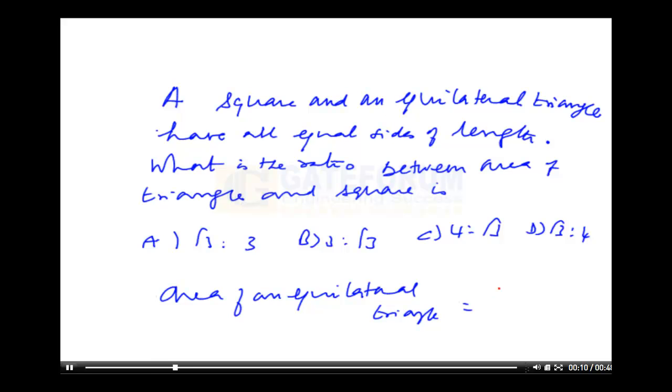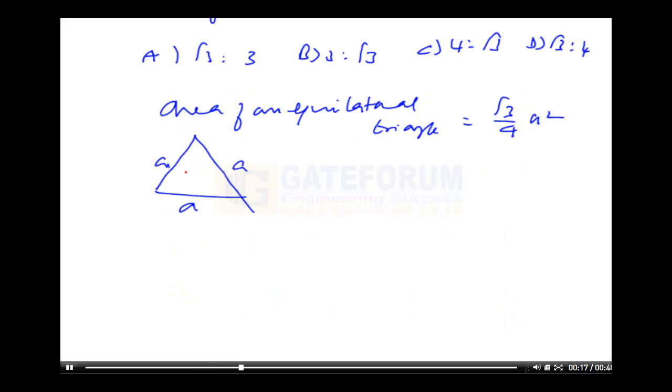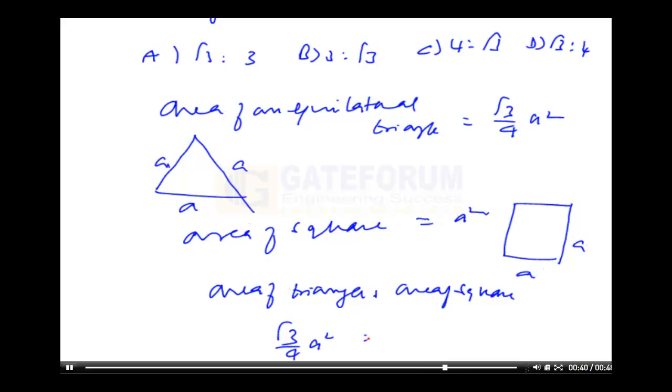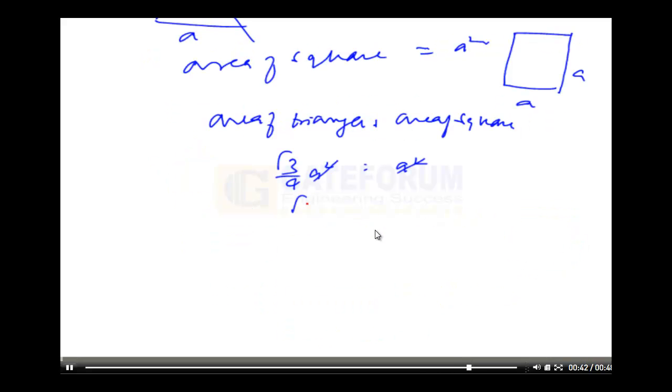Area of the triangle of side A will be root 3 by 4 a square, if you want to see the figure, equals side, and area of a square of side A is a square. What is asked is to compare area of a triangle with area of square, which is root 3 by 4 a square is to a square. Cancelling a square, you have the result root 3 is to 4. D is the option.